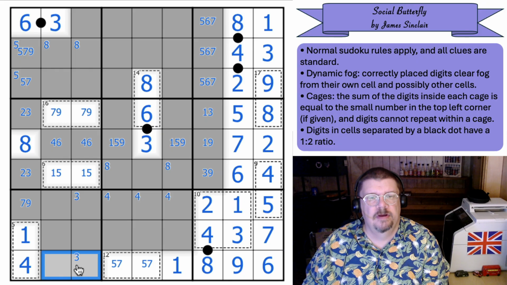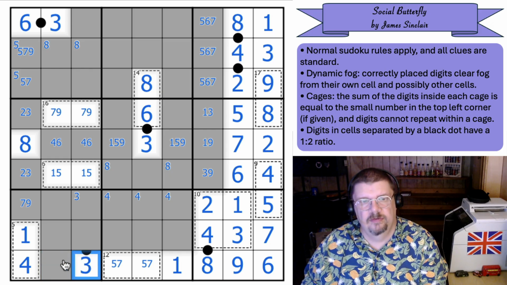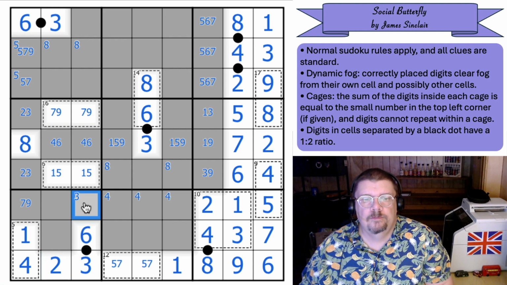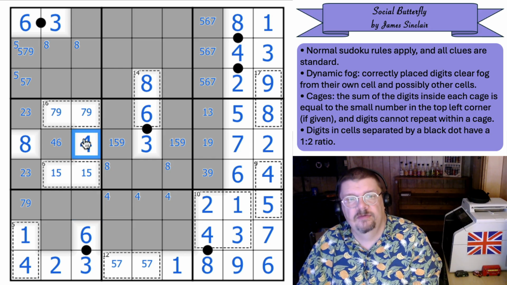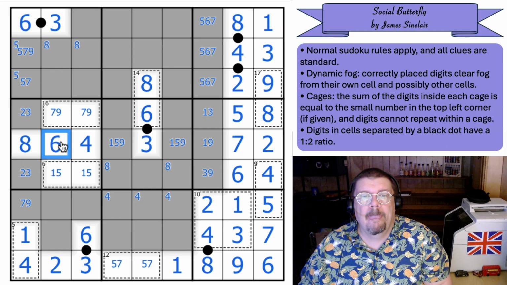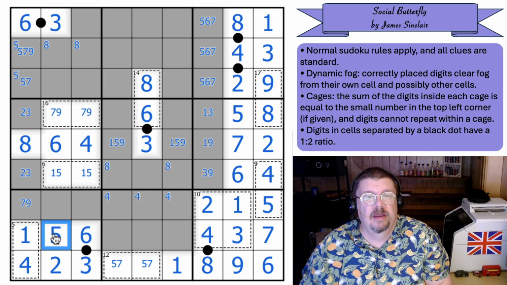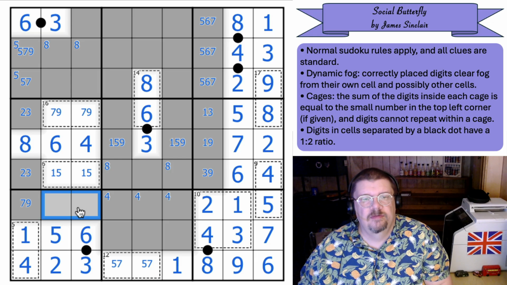This gives me a 2 and a 3, and the 3 can't go here. So that's a 3, that's a 2. On this black dot, that must be a 6. That's 6, makes this 4 and this 6. Five can't go in any of those by Sudoku, so it must go there. That makes this 7, 8, and 9.